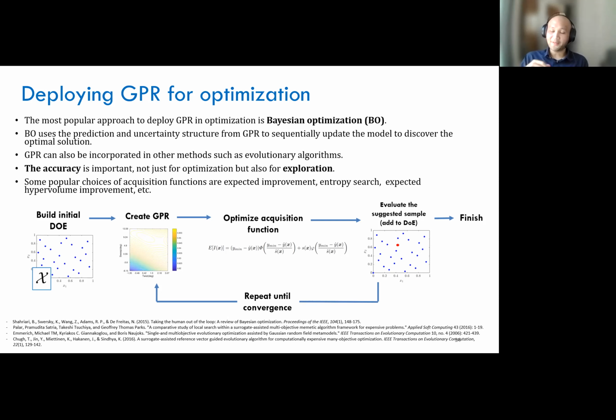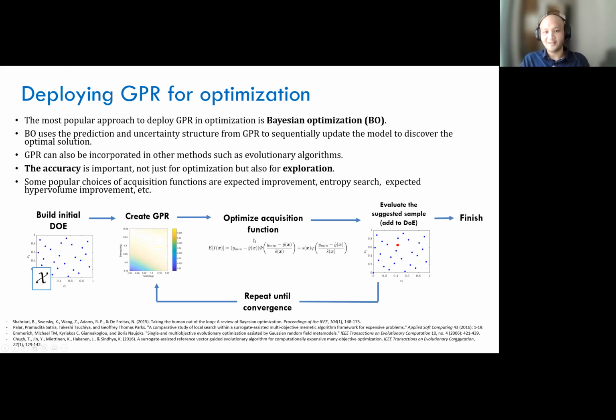And what I want to emphasize here is that the accuracy of the model is also important, especially if you are considering global optimization, not just for optimization, but also for exploration. Because in exploration, you want to sweep across your design space. So it's very important for us to have a good accuracy.